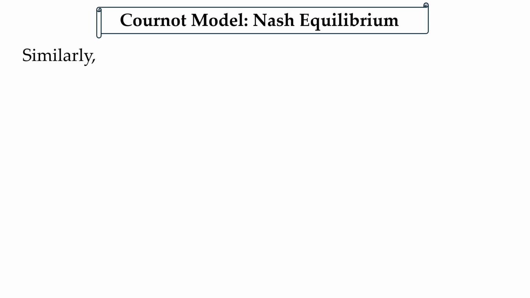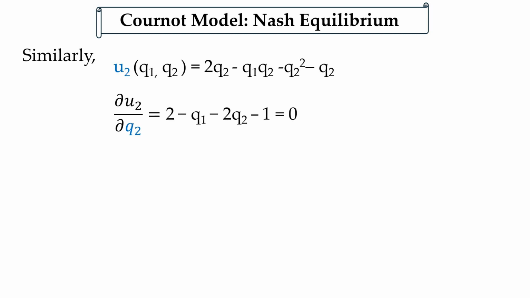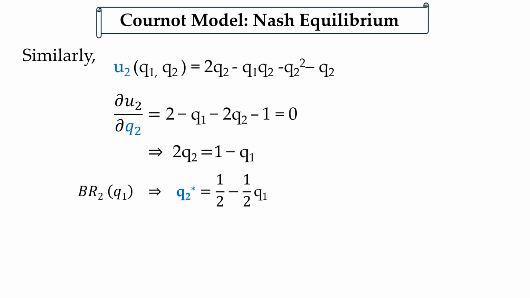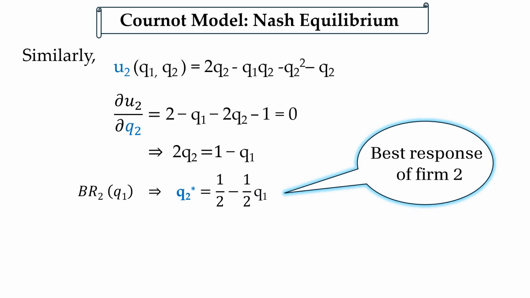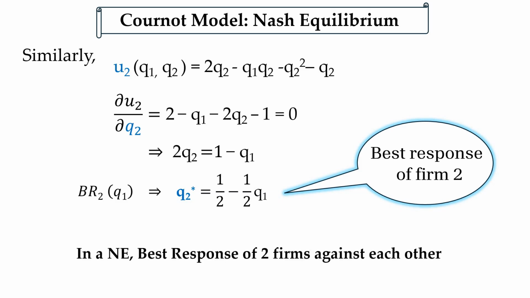Now similarly, we work on the profit function of firm 2, and taking the first order condition with respect to Q2, we get the best response of firm 2 given Q1. Therefore, to be a Nash equilibrium, the best responses of the two firms against each other must be consistent.